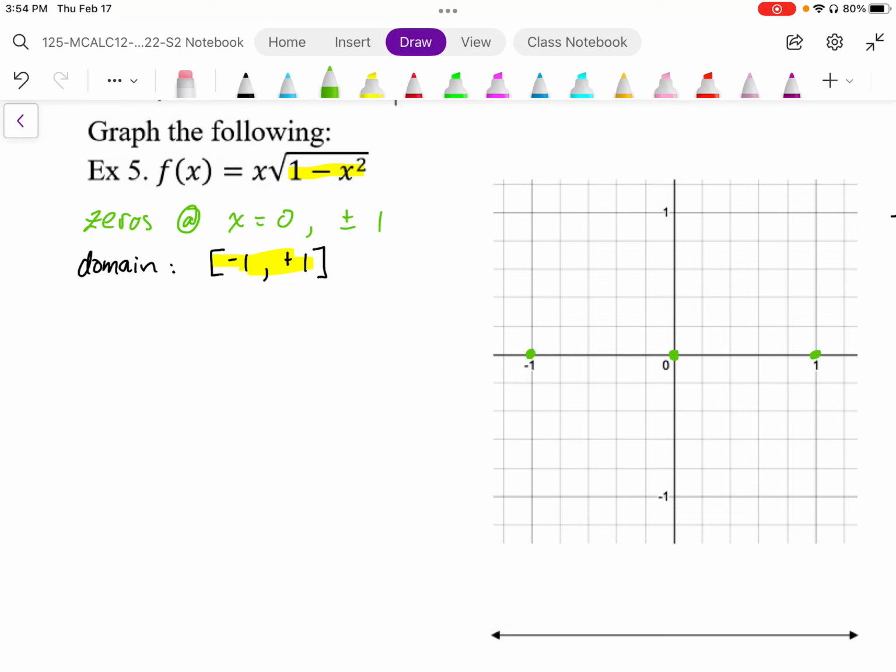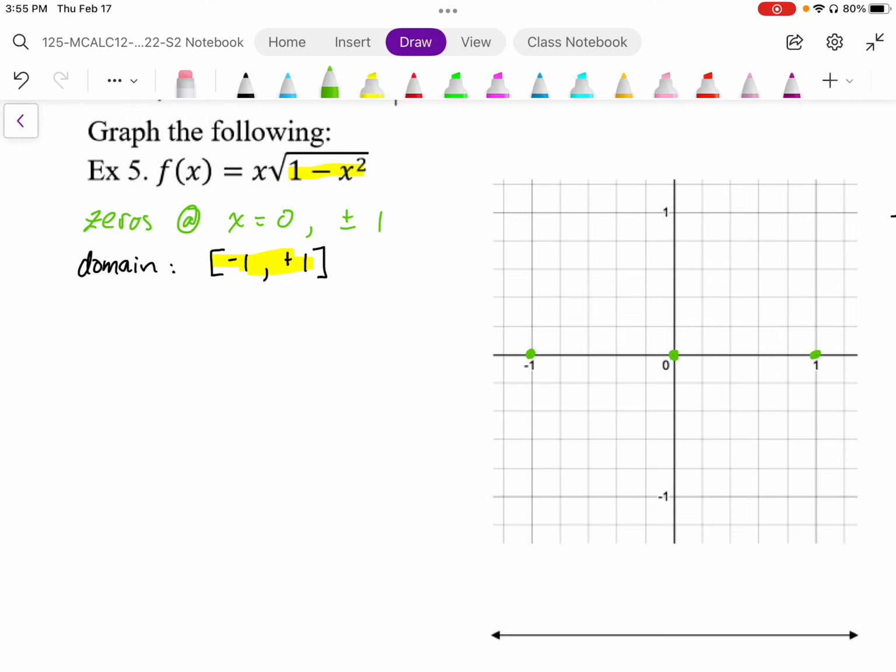We also have to consider the domain of this function. The square root is going to restrict this domain. At most, at the smallest, it can be -1. So if I put in -2, I get a negative inside the square root. And at most, it can be +1 because if I put in +2, again, I'm going to get a negative in the square root. So we have a domain restriction on this graph.